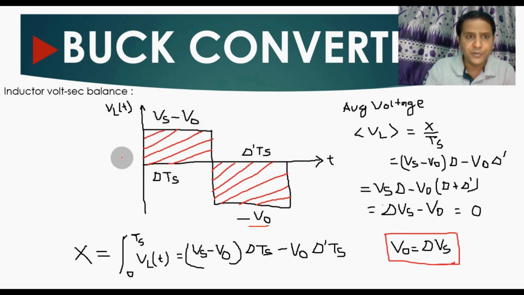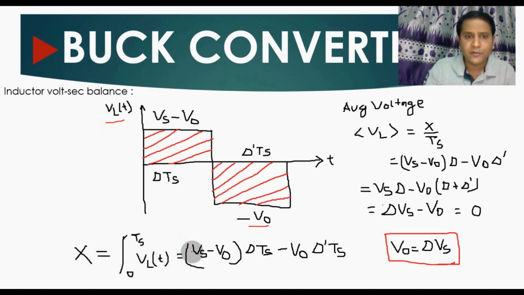Let us assume the area under this curve is x. So x equals 0, and your total time period is Ts. So you have to integrate 0 over time period Ts and vL over t. Okay, so you have to integrate this vL over t.